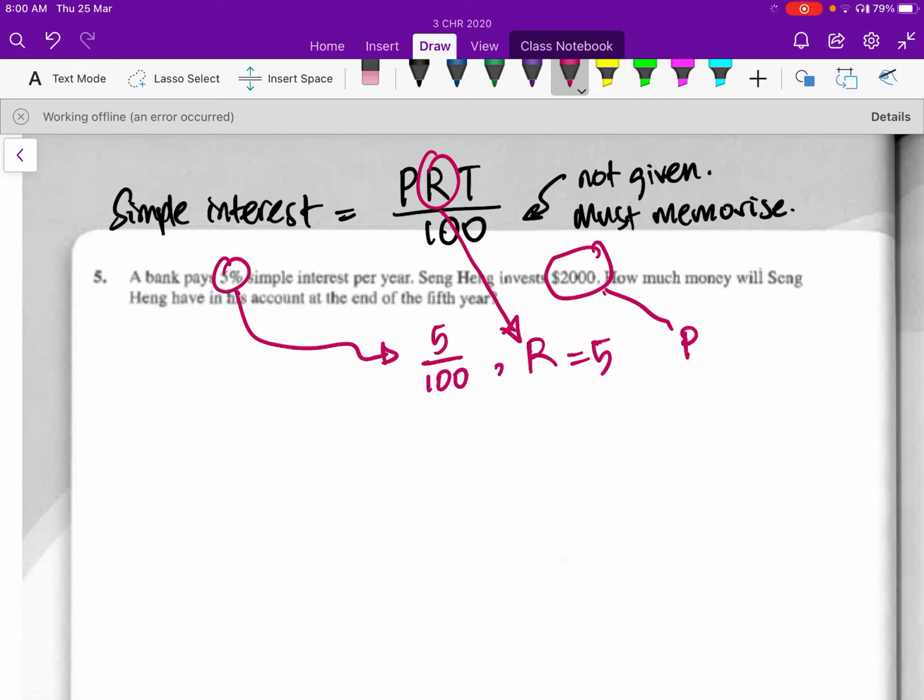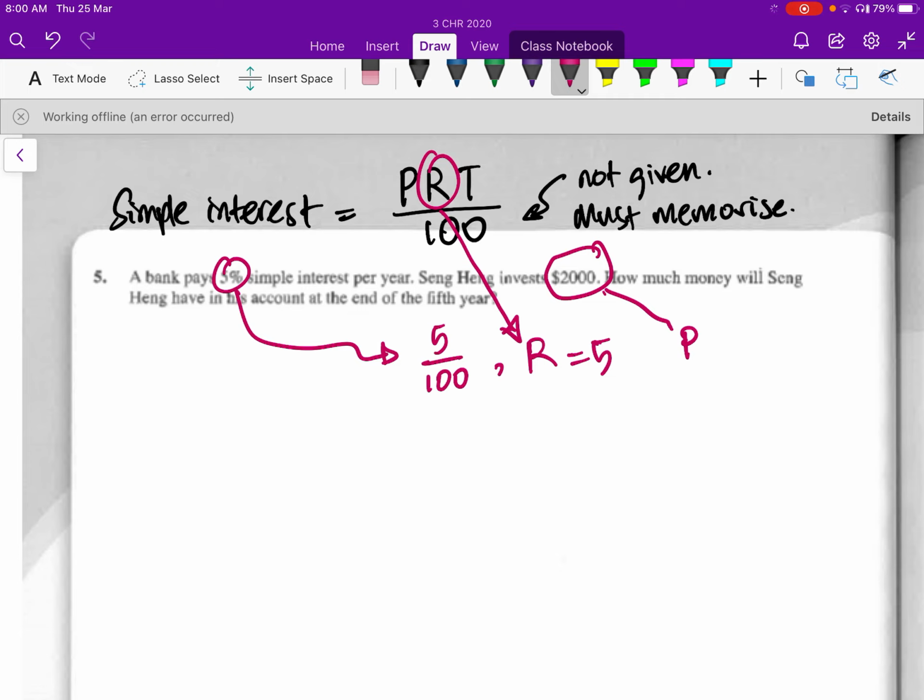Then how much will he have in the account? How much money refers to principal plus interest. Because they didn't ask how much he got extra. They didn't ask about principal or interest only. They asked how much altogether in the bank. So it must be the original plus whatever he earned as interest. At the end of the fifth year, so T refers to 5.